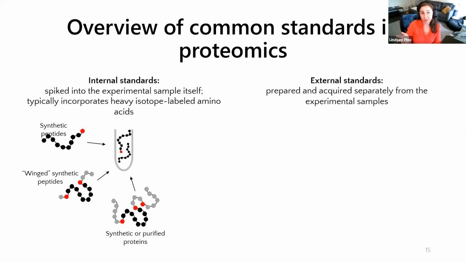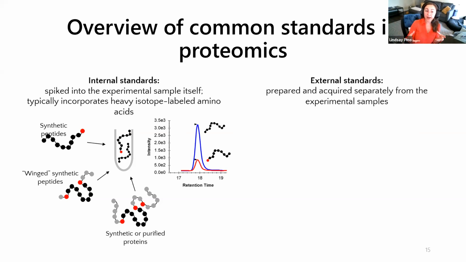So that's the most popular, but that doesn't capture digestion kinetics. So some researchers have been working on the idea of winged synthetic peptides. A winged synthetic peptide would have a couple amino acids on either side. So when you digest it, now you're getting a measure of the digestion. And then there's these synthetic or purified proteins that I mentioned. When you go to analyze the data, now you have co-eluting in the same sample a light, your biological, and your heavy, so you can compare the peak area.